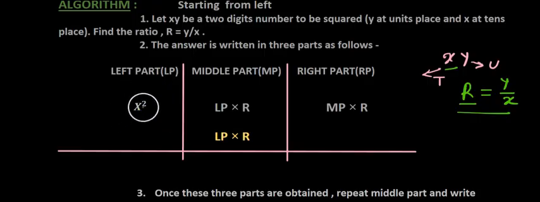So we have to start from the left side. Now, what is the right part? The right part is the value of the middle part multiplied by this ratio. So this is the right part. Now, the next important step is to repeat the value of the middle part. See, I have written it in a different color, yellow. Repeat the value of the middle part and write it below the middle part. The value in yellow is the same as this value. So this value is repeated, you can say.